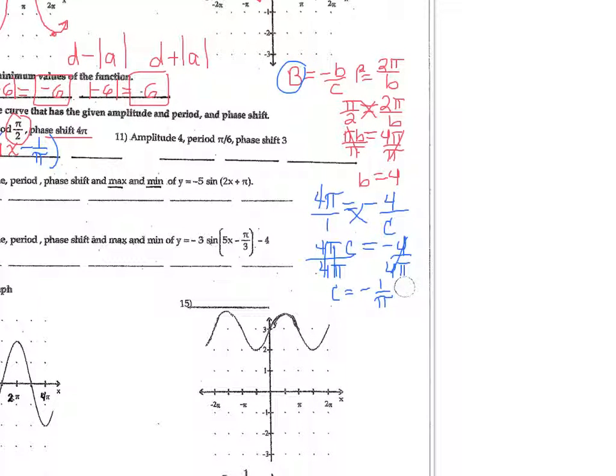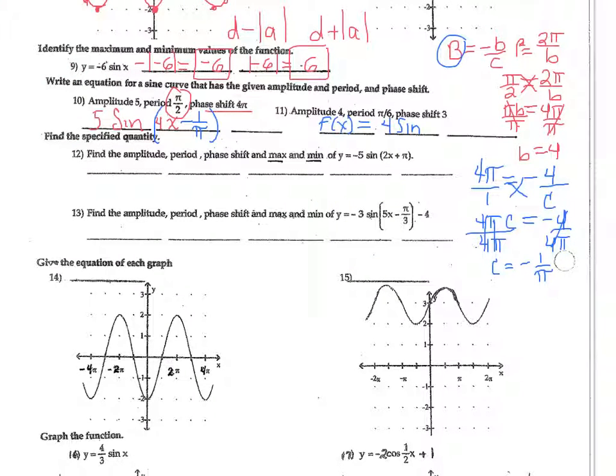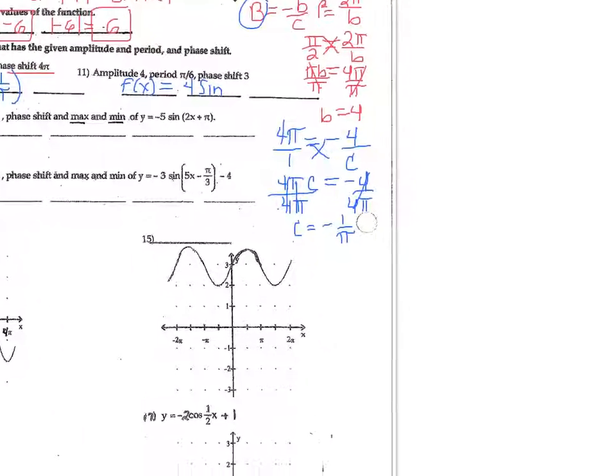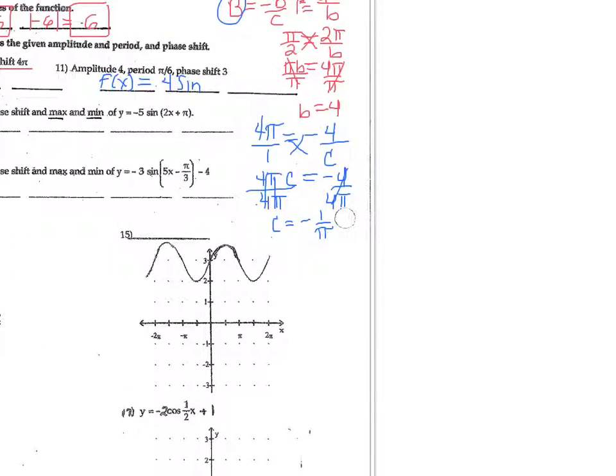For number 11, the amplitude is 4. So it would be f of x equals 4 sine. Something that you need to make sure you put, I'm sorry, I'm under the weather over here, but don't forget to put the f of x because this is supposed to be an equation. So going back to 11, it's 4 sine, and I need to find out what b and c are.